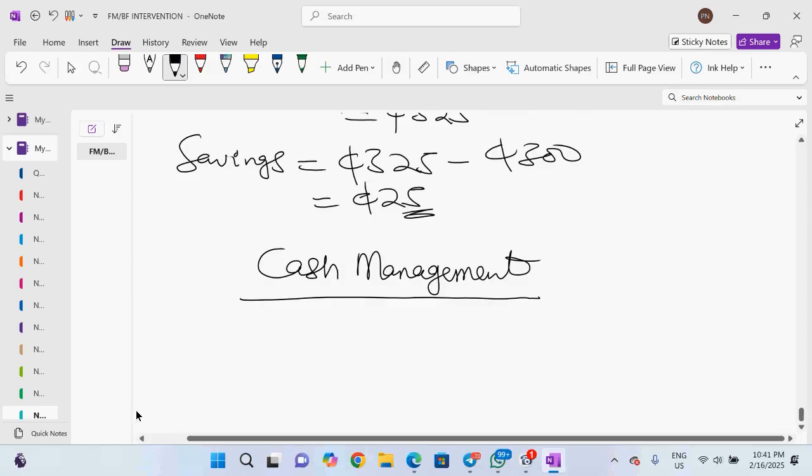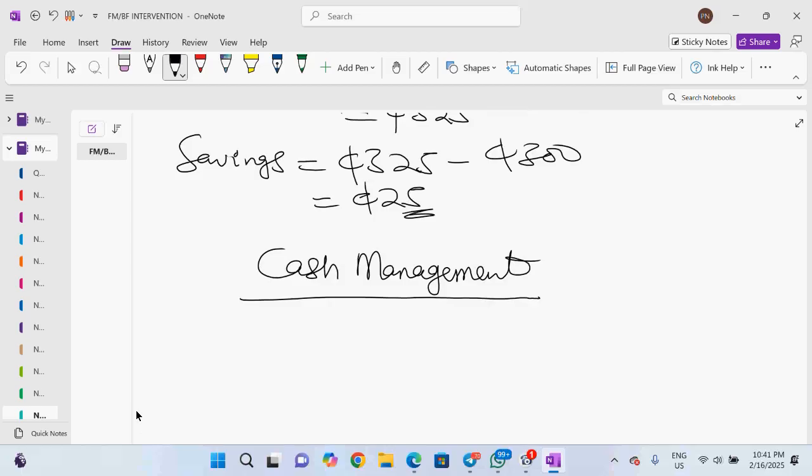So with the cash management, we are still under the working capital management. That is the first topic. We are done with the inventory management, moving to the cash management. Then we come to the receivables management and the payables management. So with the cash management, why do we manage cash?